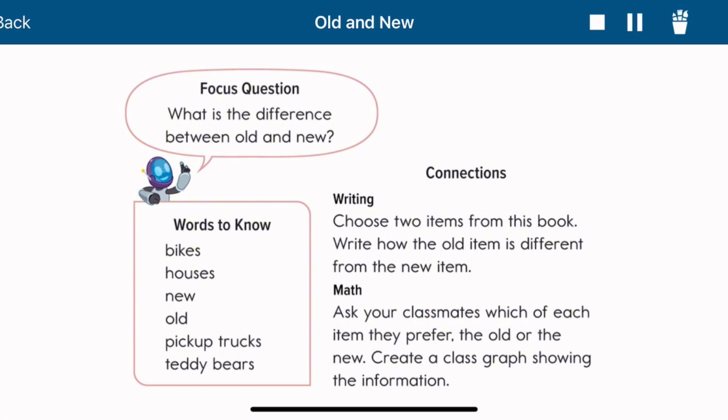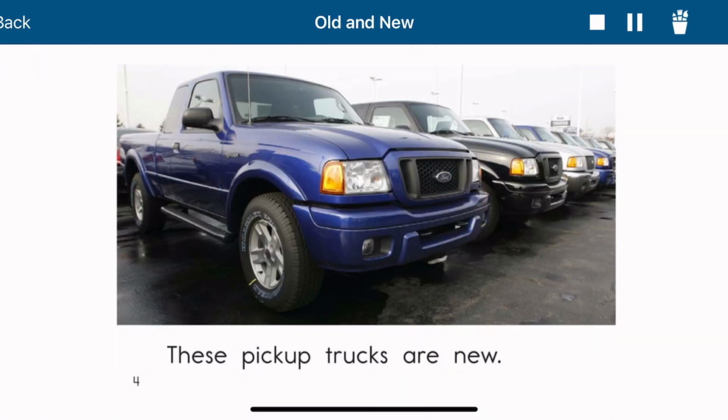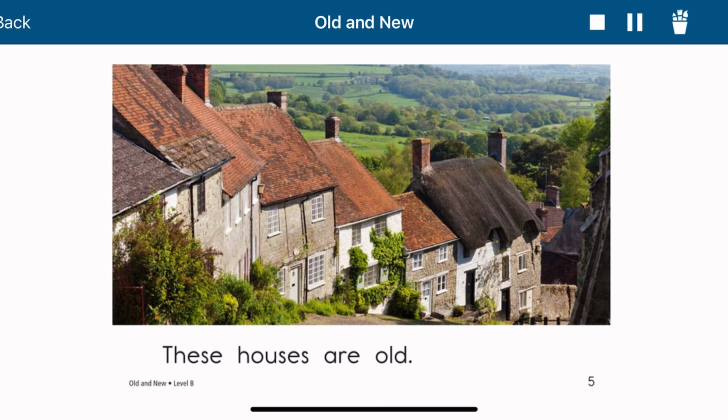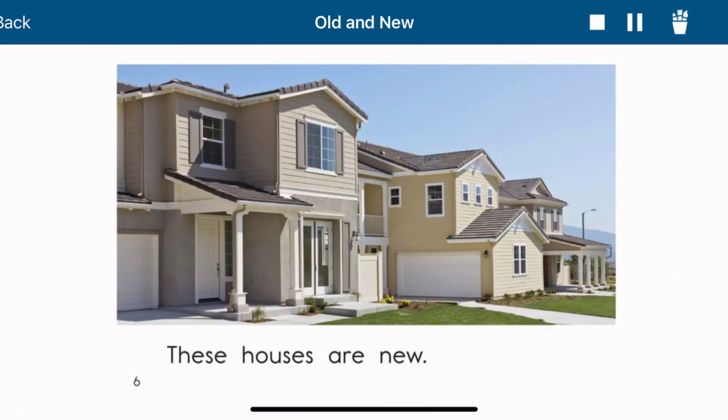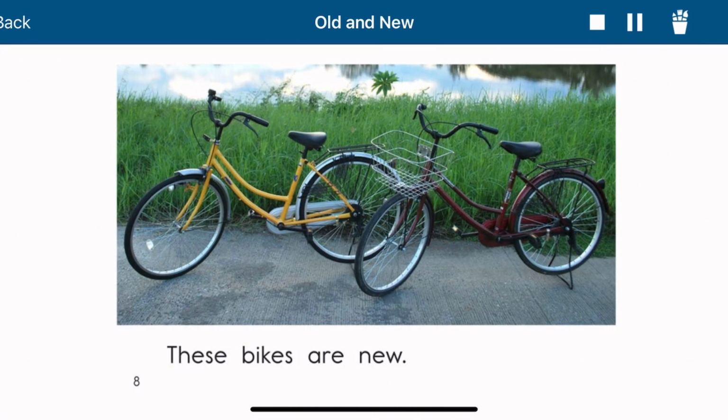Which do they prefer, the old or the new? Create a class graph showing the information. This pickup truck is old. This pickup truck is new. These houses are new. These bikes are old. These bikes are new.